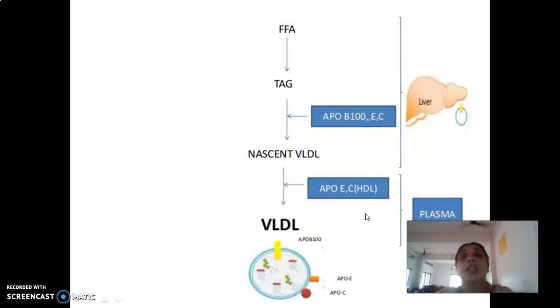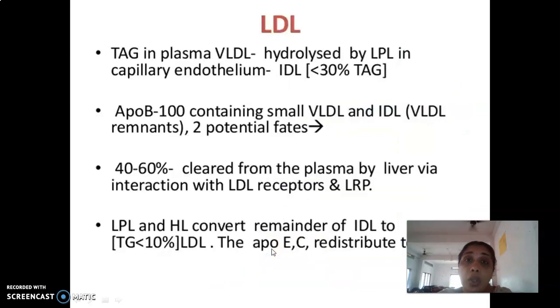It is in the plasma that the nascent VLDL is converted into mature VLDL, so that it acquires more and more quantities of ApoE and ApoC, which pack the TGs and also the cholesterol esters, along with free cholesterol and phospholipids on the surface, because free cholesterol and phospholipids are amphipathic molecules. That is, they have a polar head and a non-polar tail, right?